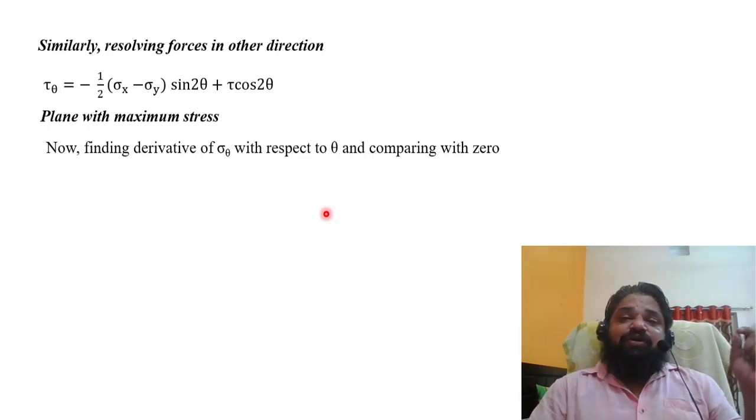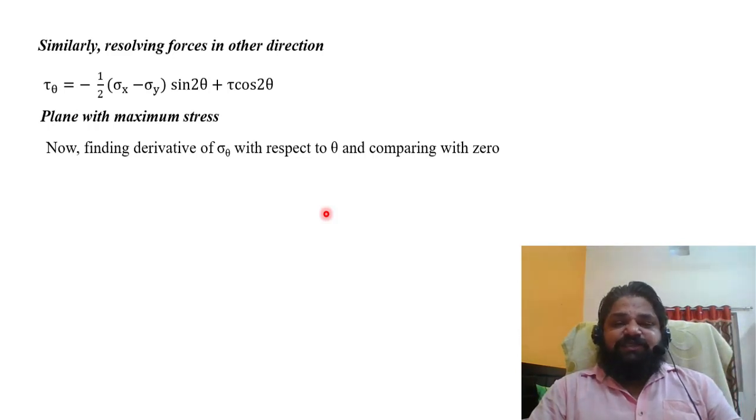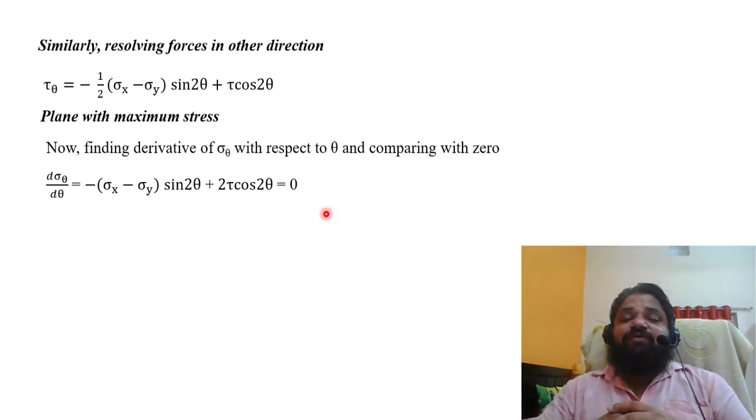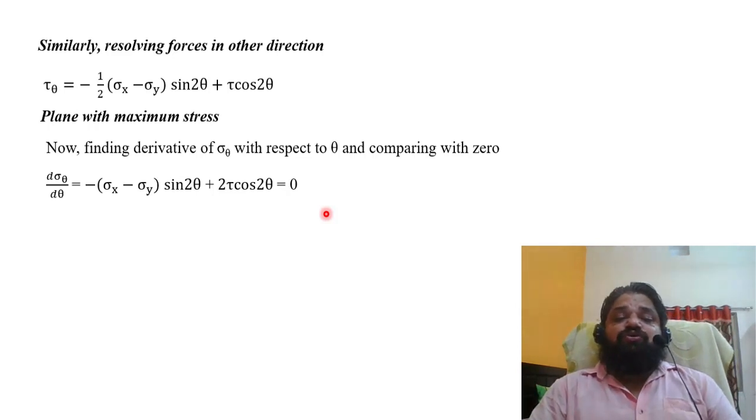Now the sigma theta, the expression we got earlier, if I want to know the maximum principal stress, that means the derivative of that particular expression; mathematics has given us this kind of procedure. That means the rate of change of sigma theta: if the first derivative is equal to 0, that will give you the maximum plane. So by differentiating the sigma theta expression with respect to theta, we get minus sigma x minus sigma y sin 2 theta plus 2 tau cos 2 theta is equal to 0. Based on that, we will get the plane.